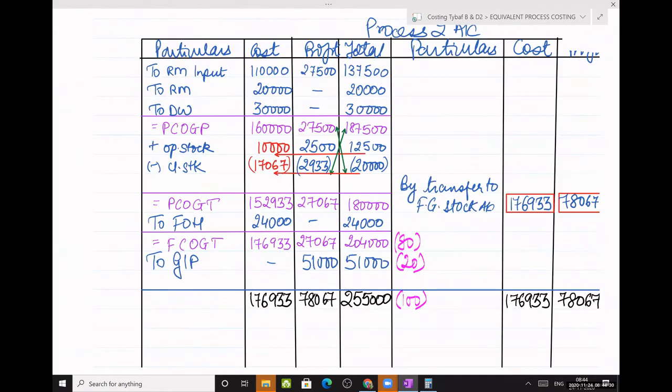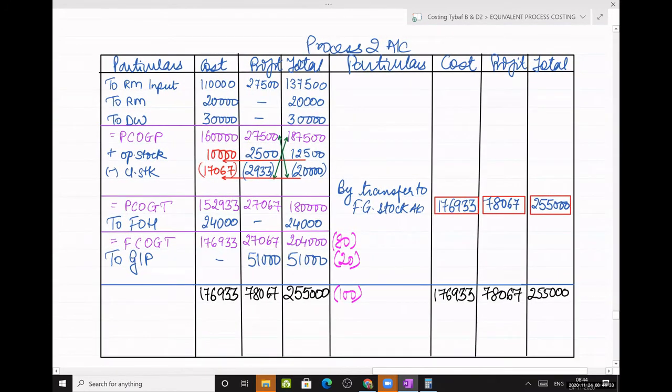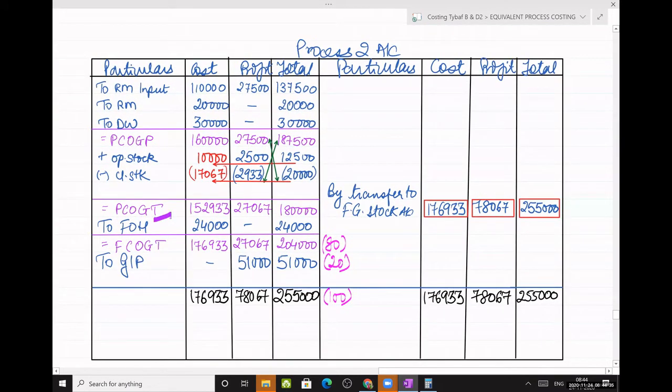Then add less the items, you will get prime cost of goods sold transferred. Add factory overheads to it, you will get factory cost of goods transferred. Add profit to it, you will get your transfer price. Same concept: cost plus profit is equal to transfer price. The profit is on transfer price, so transfer price is the base, that is 100. Profit is 20, so cost is 80.